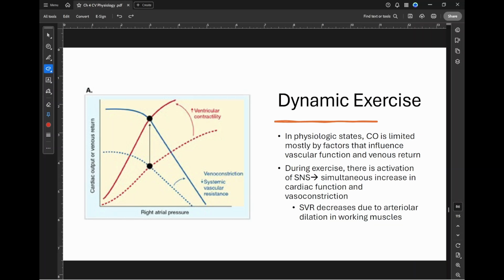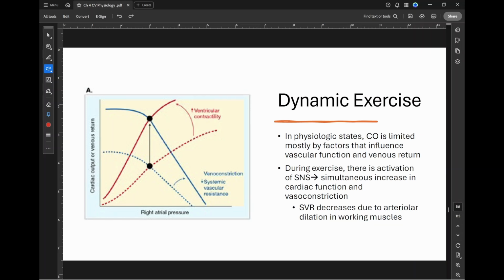Venoconstriction, we're squeezing the veins. Blood only has one way to go. Why does blood only go one direction in veins? You have the valves there. So it only goes one direction. So with exercise, our contractility goes up. Our venous return goes up. Now we're at a new set point.